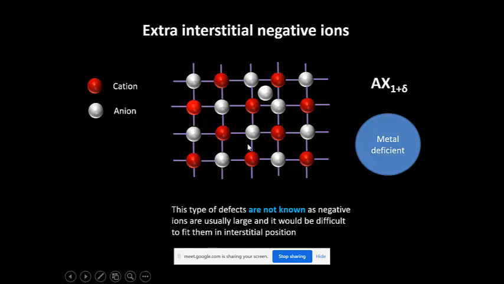But this is not happening because this type of defect is not known, as negative ions are usually large and it would be very difficult to fit them at the interstitial position. A negative charge fitting between negative charges is more difficult than a positive charge. Anions are usually larger in size than cations, so they will not fit in the interstitial position. So this kind of defect is not very common. Okay, that's what I concluded for my last class.